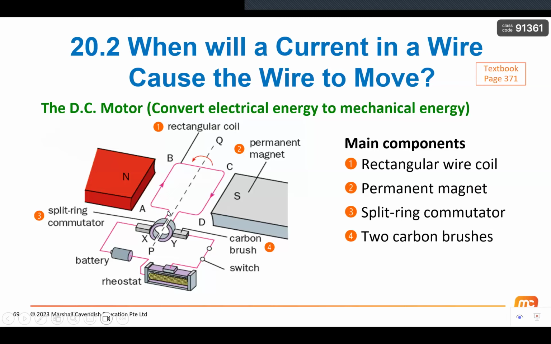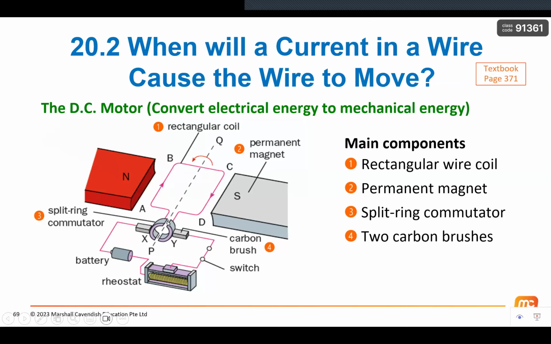Number one, you have a rectangle wire coil over here, which is labeled as A, B, C, D. This rectangle coil will be placed in between two permanent magnets, with a north pole and a south pole at one end, because I want interactions of the magnetic field caused by the magnets and the current carrying conductor.